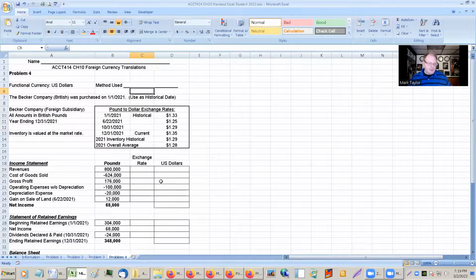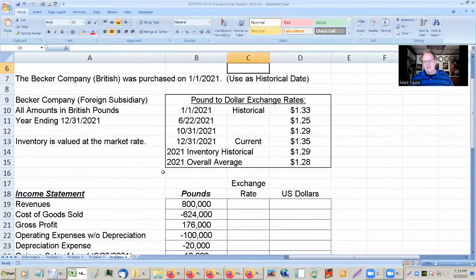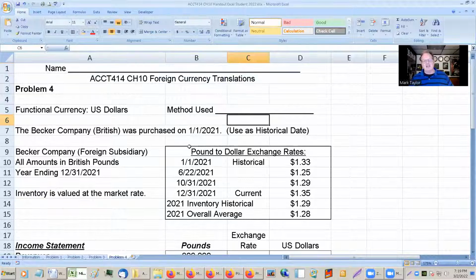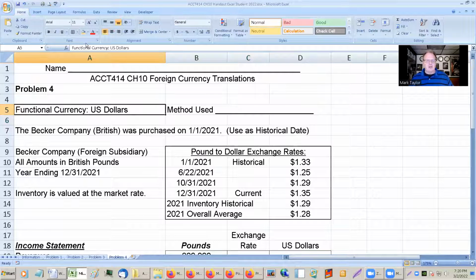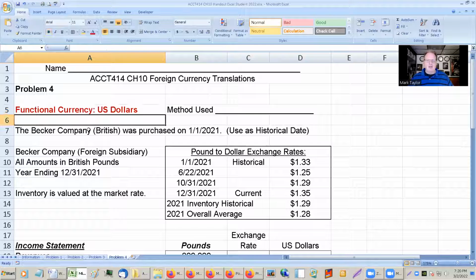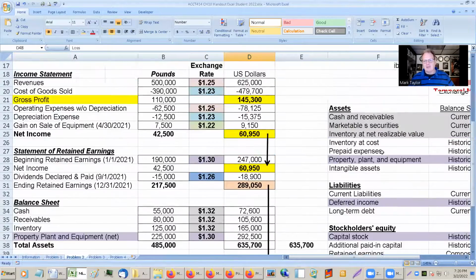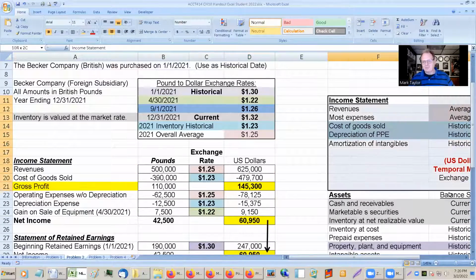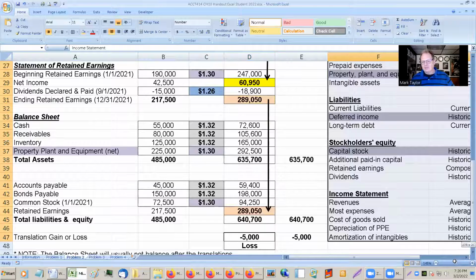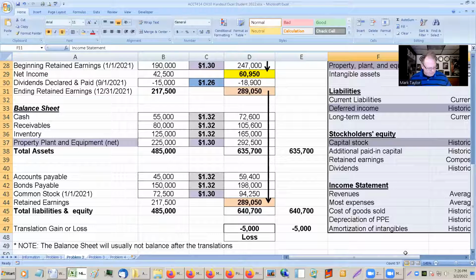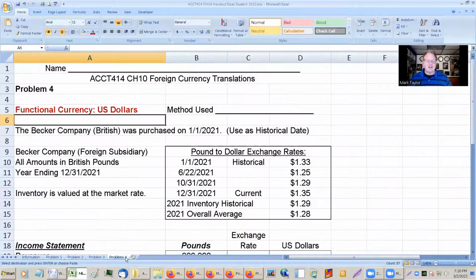All right, problem four. And again, this one, because everything is translated into US dollars, and this is more along the lines that it is actually happening. It's not theoretical, it actually is changed into US dollars.